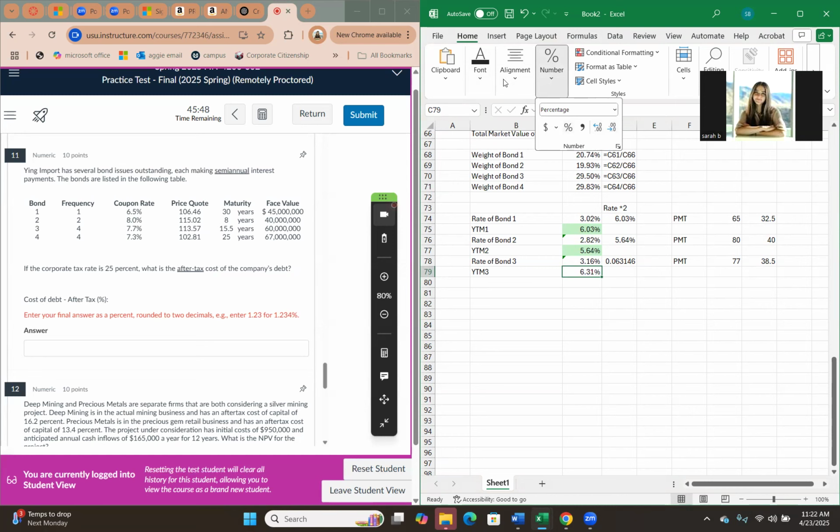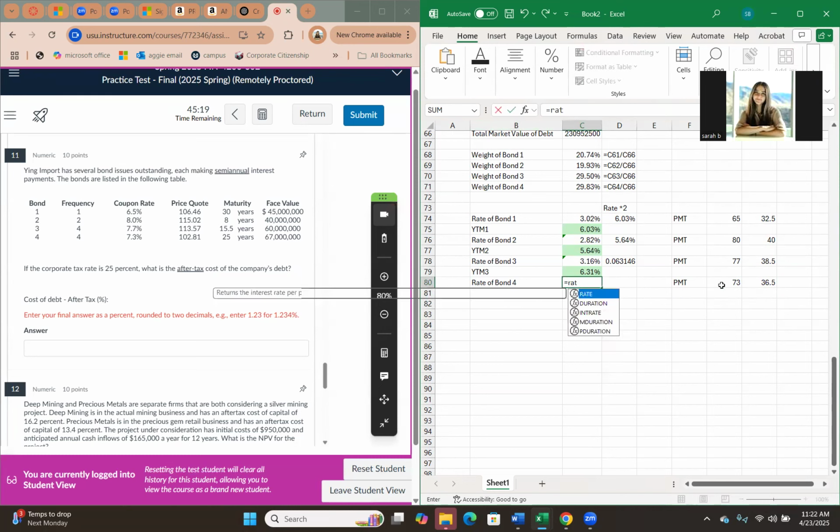Highlight it. Okay, sweet. 6.31%. Okay, rate of bond 4. Let's do the payment first. It's going to be 7.3% times 1,000 face value, which is just going to be $73. And then divided by 2.